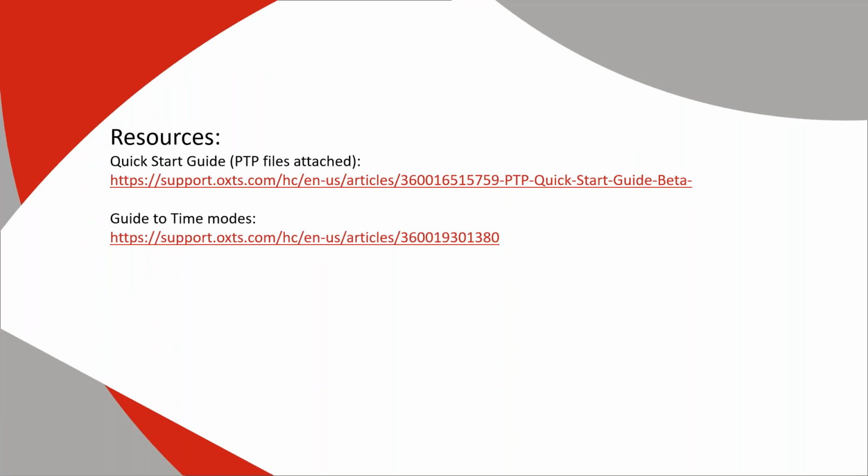So that's all of the information I was going to cover. Here are the 2 articles which I mentioned throughout: the quick start guide, which contains the PTP files that you need for configuring PTP. And there's also a guide to time modes here, which discusses the leap seconds issue as well. So these 2 are both on the support website, support.oxts.com. If you just search PTP, they'd both come up. So that's how you'll find those in the future.